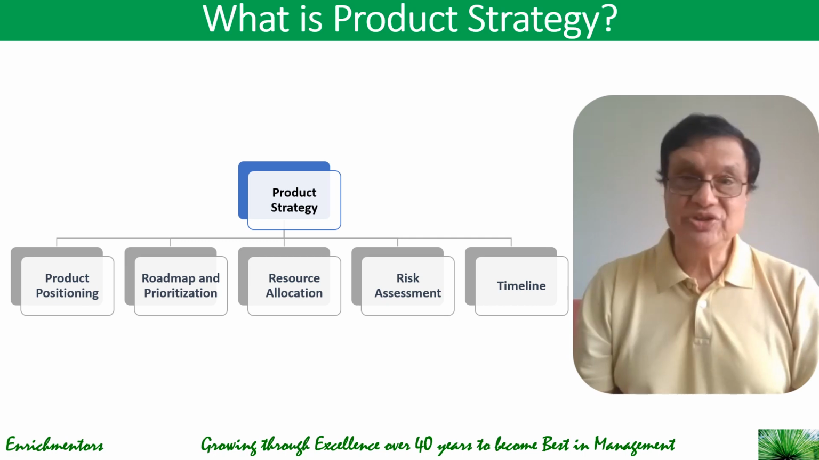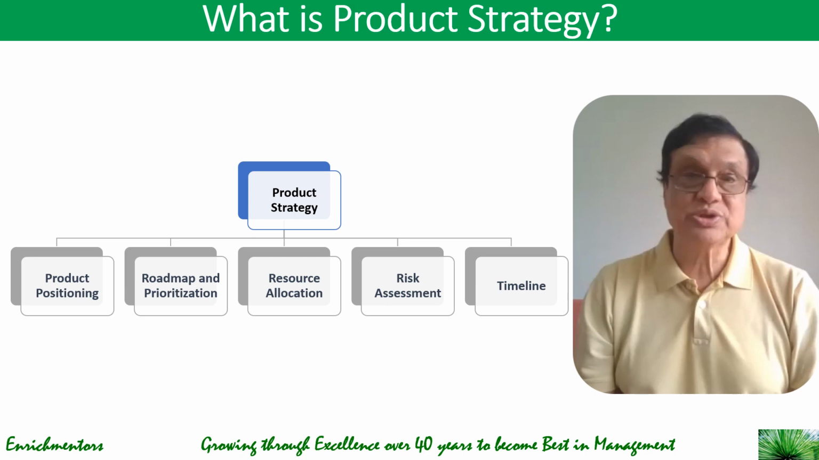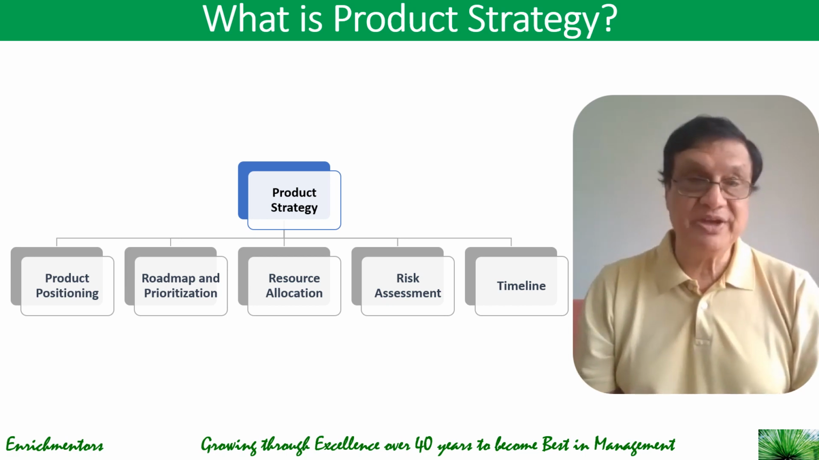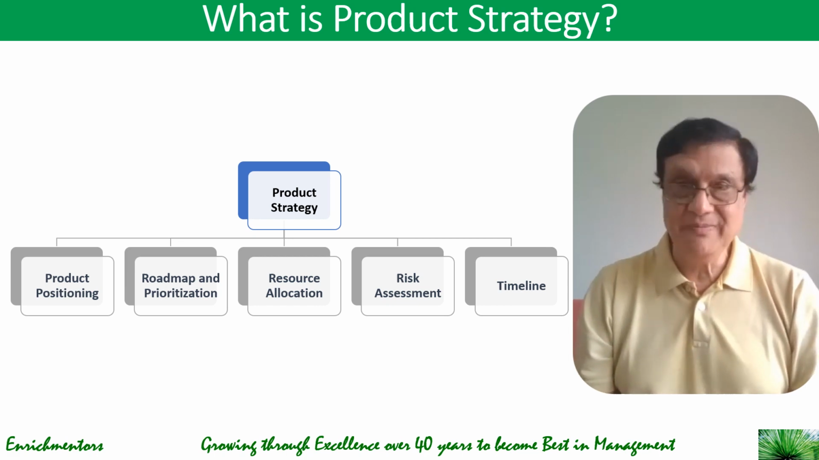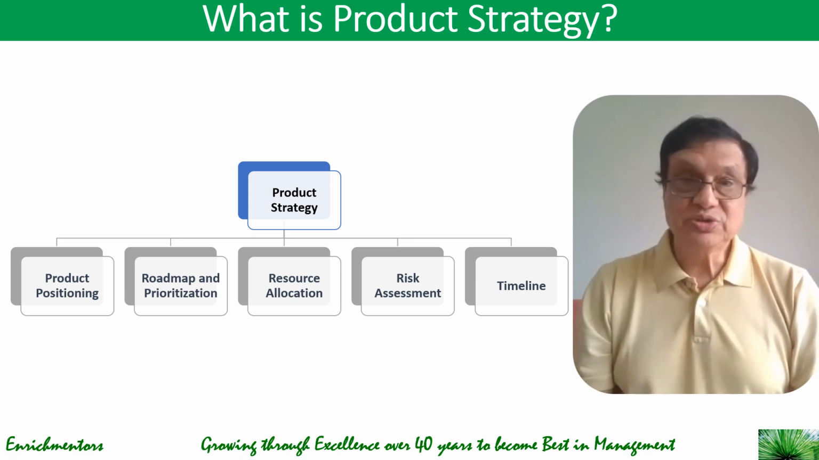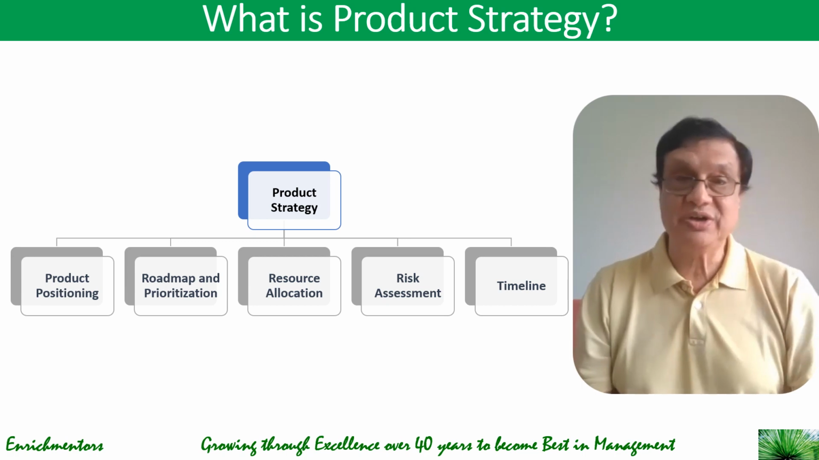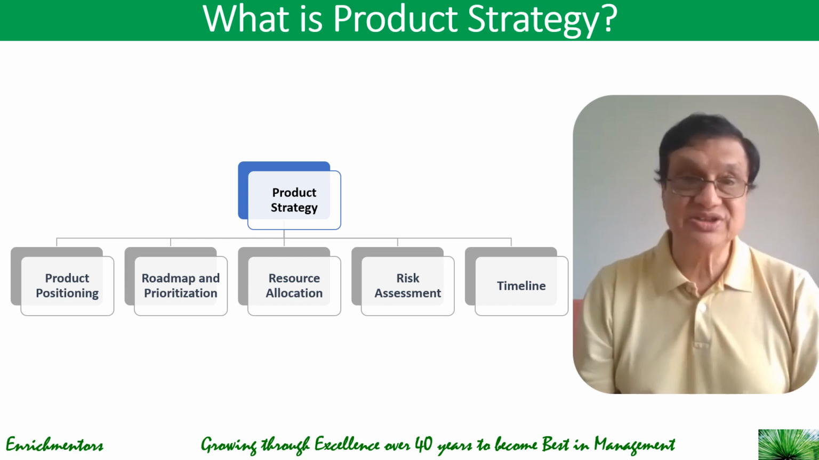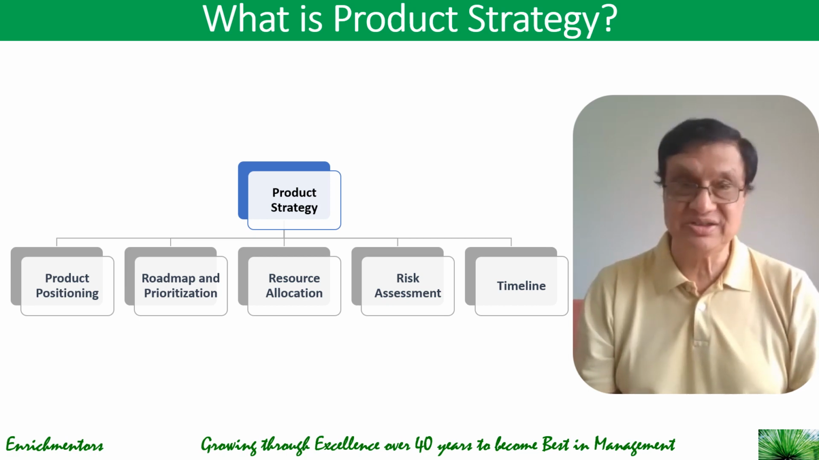It should outline the major initiatives, features, and improvements that will be undertaken to achieve the product's goals over a period of time. It should also prioritize those initiatives based on their alignment with the strategy and potential impact. Also, the product strategy needs to include definitions of the resources, including budgets, people, and technology that are required to execute the strategy effectively. It should also identify potential risks and challenges that may hinder the execution of the strategy and outline mitigation plans to address these risks.